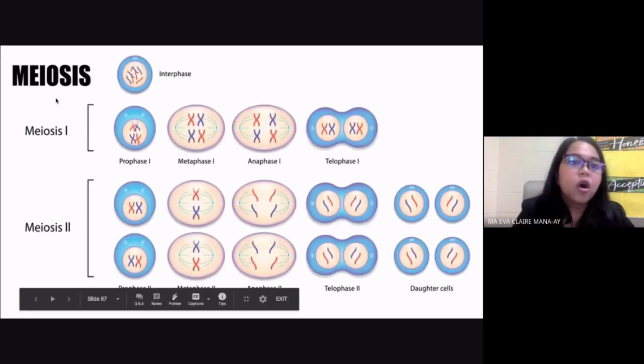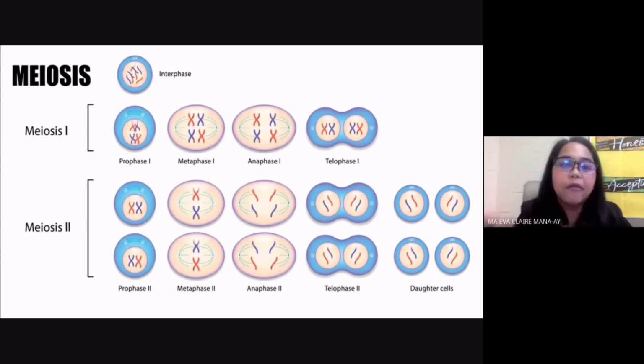Okay, now going back to your meiosis, remember we said your cell cycle has the interphase, then you have the M phase, then you have cytokinesis. Okay, now we've talked about your M phase as mitosis. Right now we're going to be talking about your meiosis. This is another type of M phase.